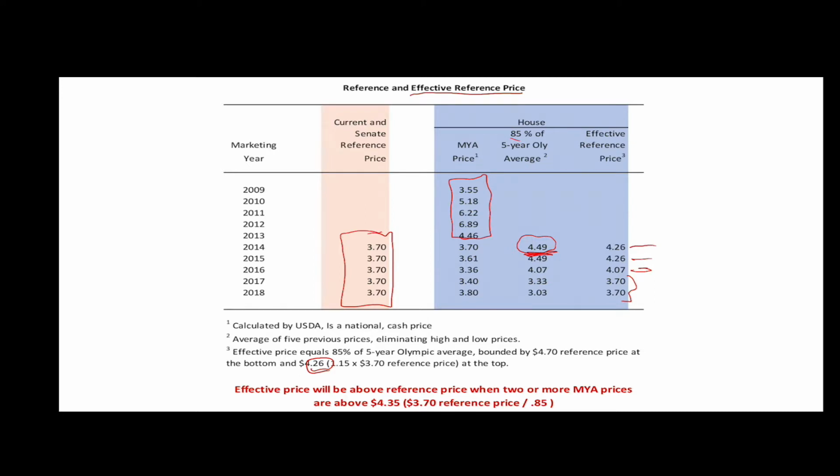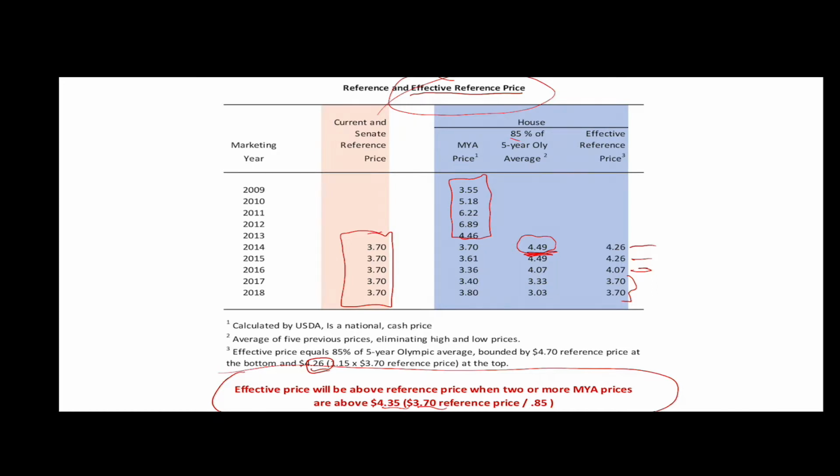The effective reference price mechanism will result in a higher effective reference price than the reference price if two market year average prices during the previous 5 years are above 435. And that 435 is just found by taking 370 divided by 0.85, or the 85% of the Olympic average. There has to be two of those, because one would get thrown out in the Olympic average. So you have to have at least two.